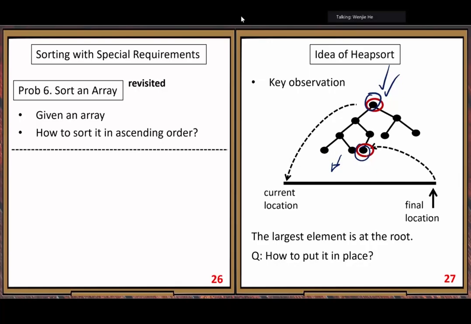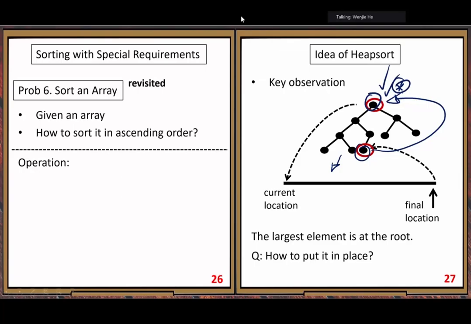But after that swap, the node you put at the root node would break the max heap property, right? Because after that swap, you won't get a max heap.